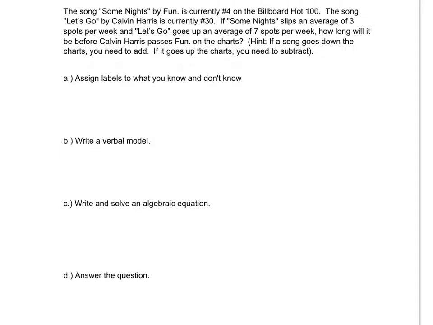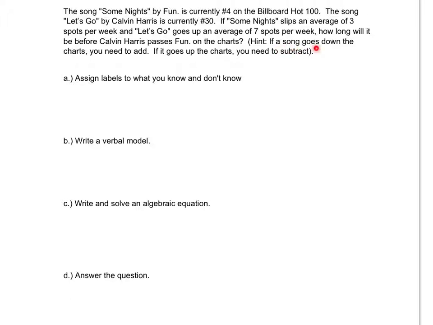Okay, so here's our example problem. It says, the song Some Nights by Fun is currently number 4 on the Billboard Hot 100. Yes, there's a period after fun because if you didn't know the band, that's how they spell it, F-U-N, period. The song Let's Go by Calvin Harris is currently number 30. If Some Nights slips an average of 3 spots per week and Let's Go goes up an average of 5 spots per week, how long will it take before Calvin Harris passes Fun on the charts? So how long until they meet each other?